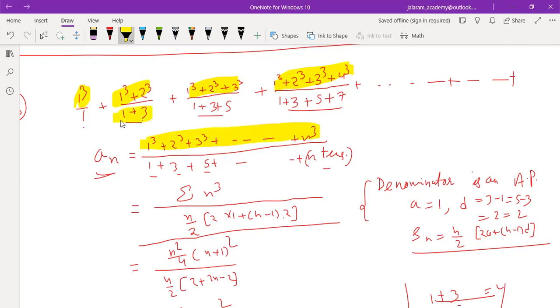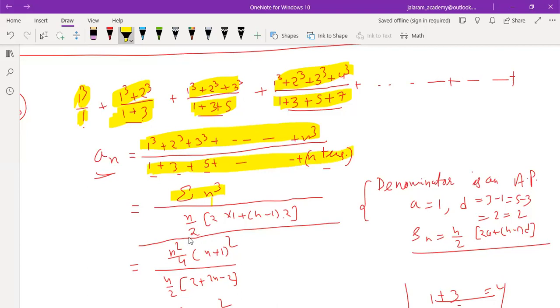Denominator of first term is 1, the first odd number only. Second term is 1 plus 3, the sum of first two odd numbers. Third term is sum of first three odd numbers. Fourth term is sum of first four odd numbers. So the nth term has sum of first n odd numbers.